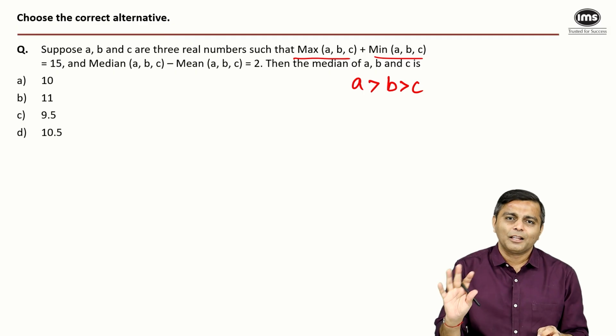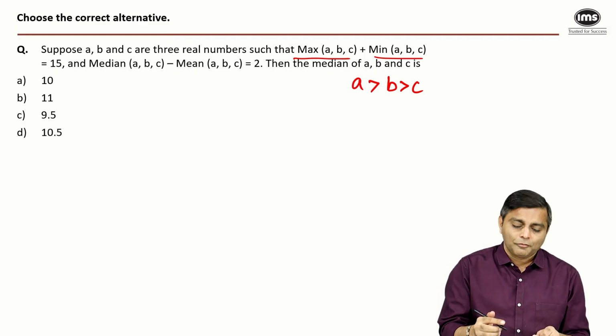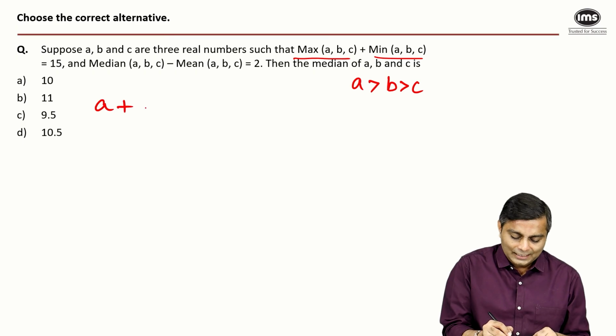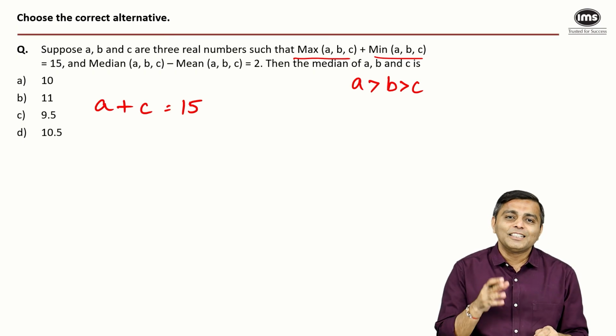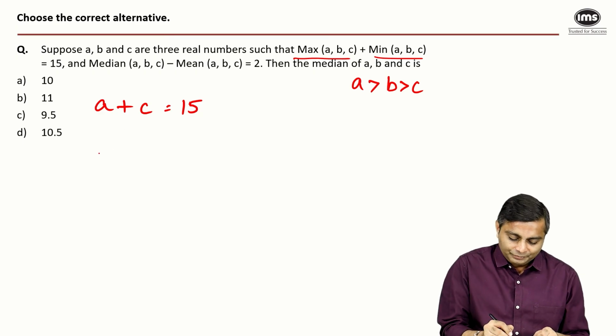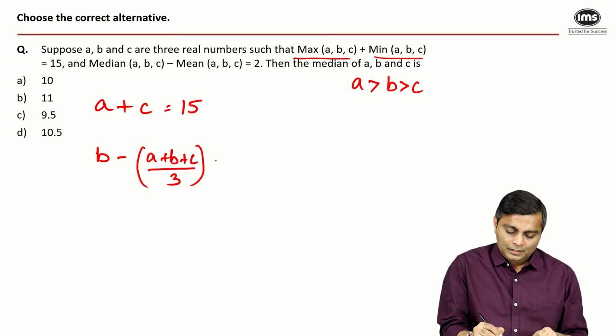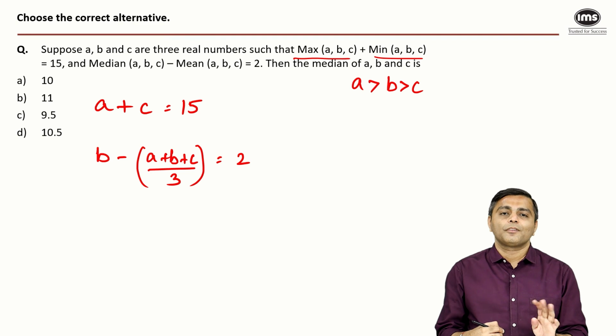I'm just assuming A greater than B greater than C, which means max of ABC is going to be what? A. Min of ABC is going to be what? C. So A plus C is 15. Median of ABC, the middle guy, is going to be B. And mean of ABC is what? A plus B plus C by 3. Now the difference is 2, they have said.